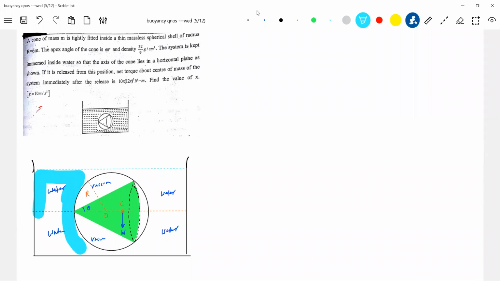Where should the buoyant force act here? Anywhere, sir? What is there in buoyant force? Can we show it anywhere in this problem? That is what you have to think. Please, all of you, put in effort. Don't just merely watch.